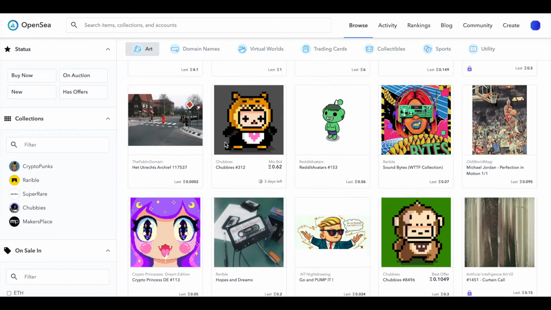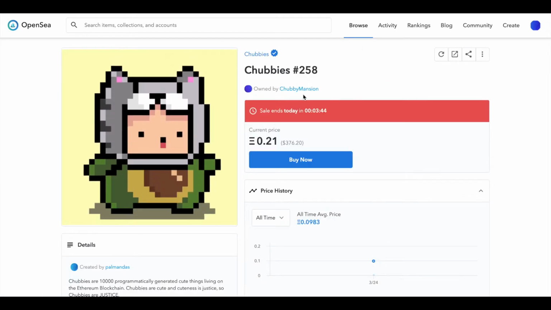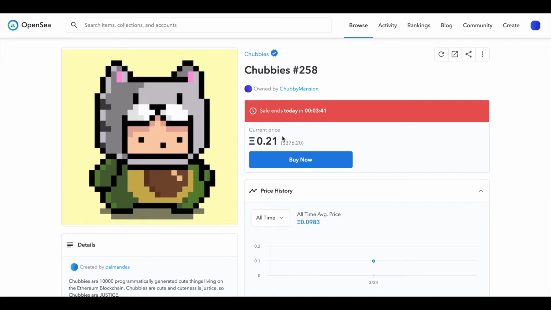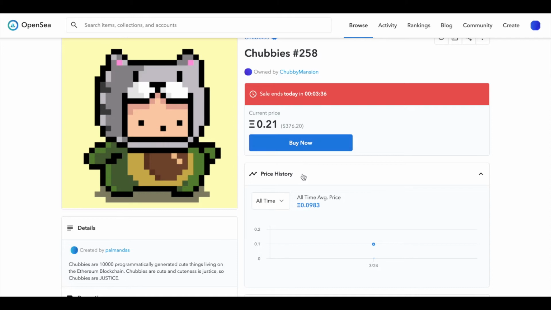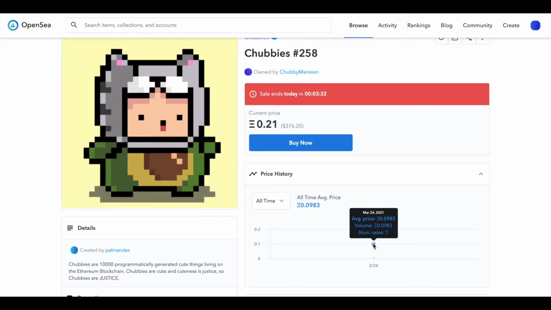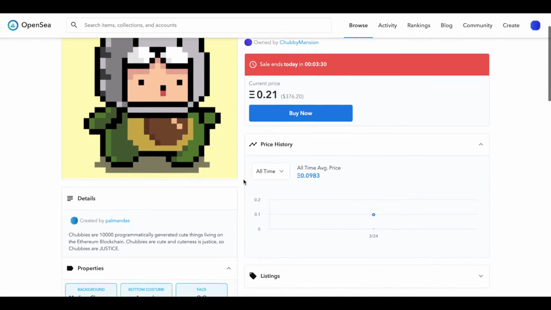But to give you an idea, these are the Chubbies. And to take a look at one of them, this is currently on auction. The current price is 0.21 Ether, which is about $370. And it's been sold today for 0.09. So somebody bought it and they're reselling it.